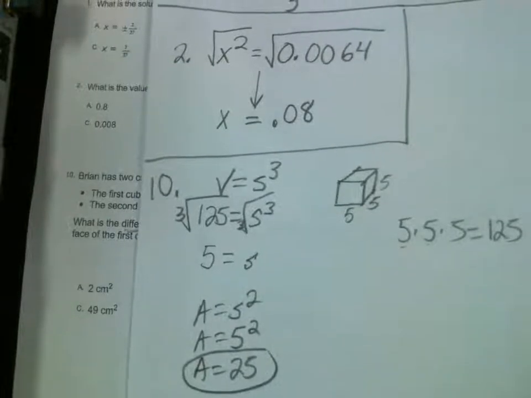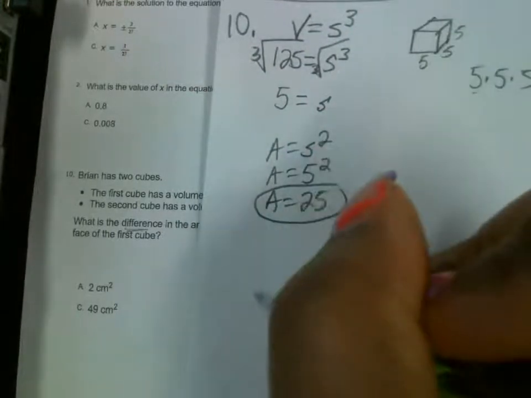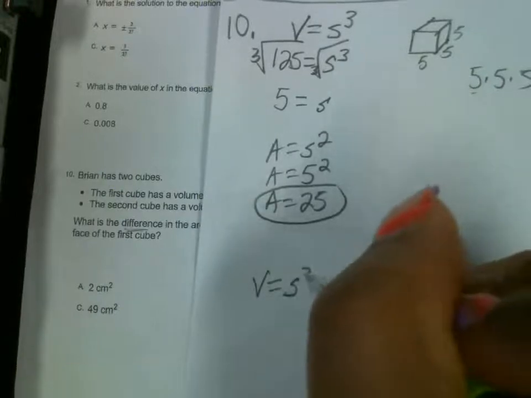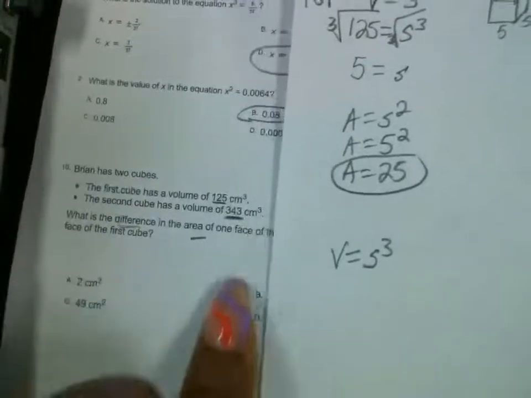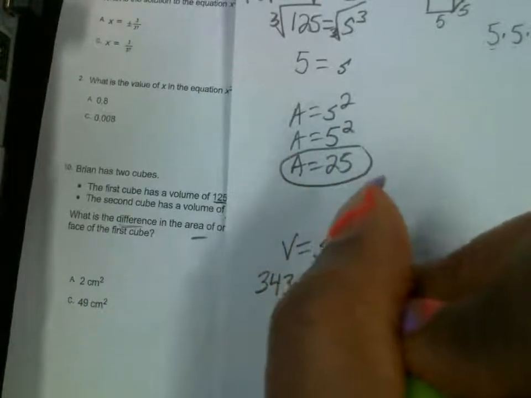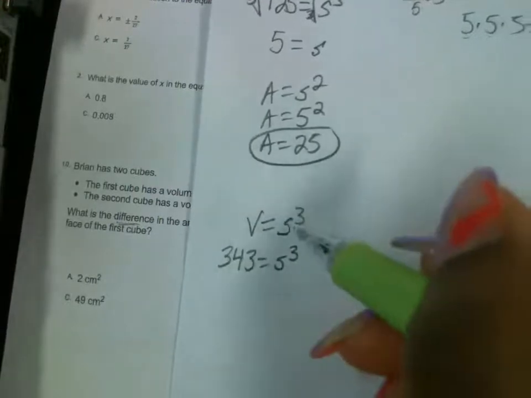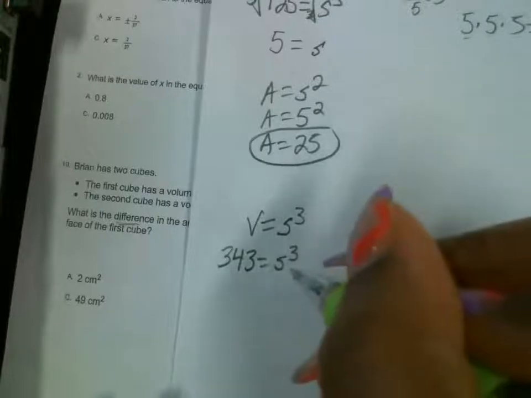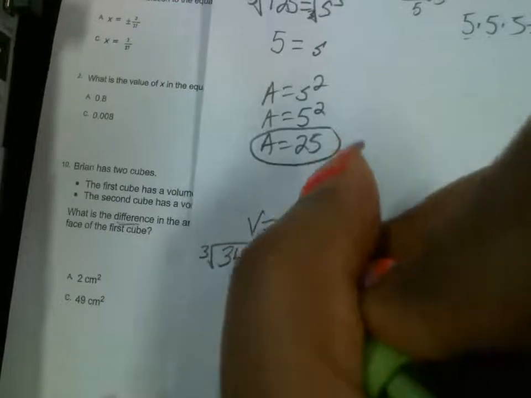Now let's do the second cube, okay? They gave us the volume for the second cube. The volume of the second cube, V is equal to S to the third power. They give you the volume. Substitute that volume in for V. So that volume is 343. So we got 343. Okay. All right. So now in order to get S by itself, you got to get rid of the third power, right? The opposite of cubing a number is cube root. So we're going to find the cube root on both sides.